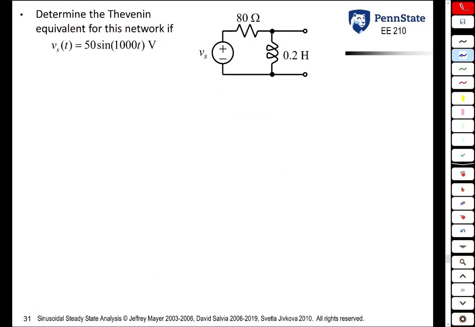In this example, we're given a relatively easy circuit, but we're asked to find the Thevenin equivalent for this network if the voltage source is 50 sine 1000t volts. The way you would solve this is just like you would solve a resistive Thevenin problem. You find VOC and you find Z Thevenin. So let's find VOC, and this is going to be a phasor VOC. The voltage source, 50 sine 1000t, because this is a sine, is going to be 50 at an angle of minus 90 degrees.